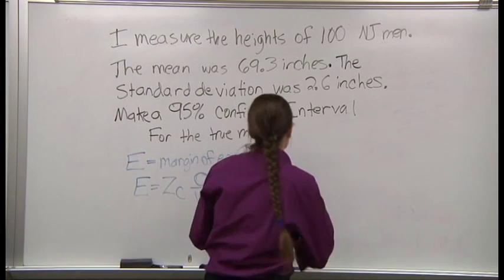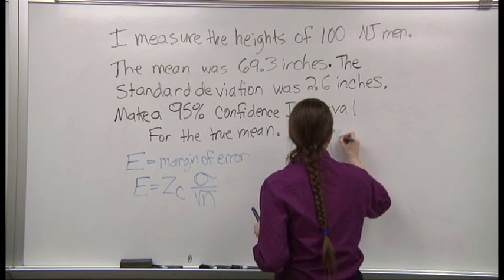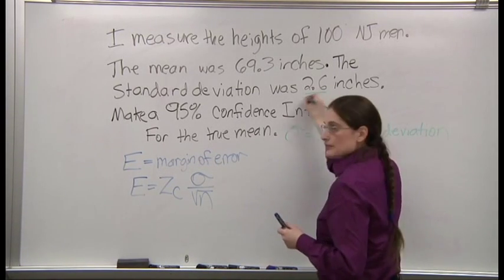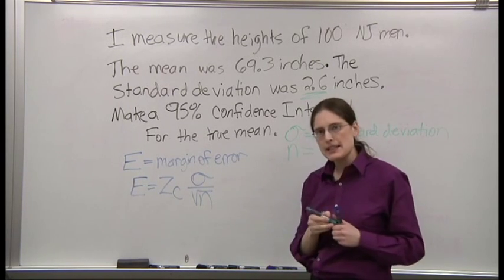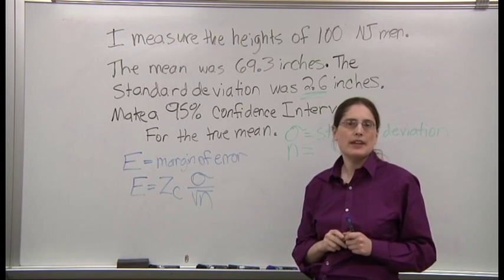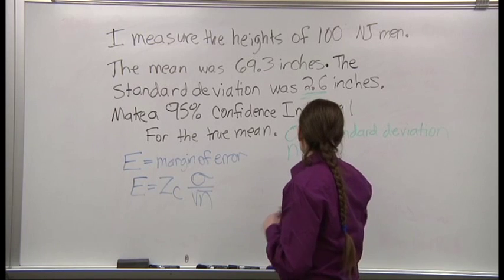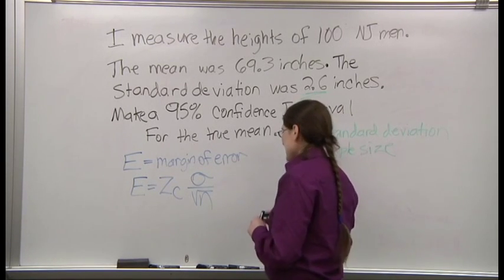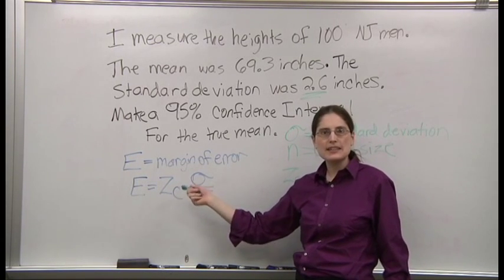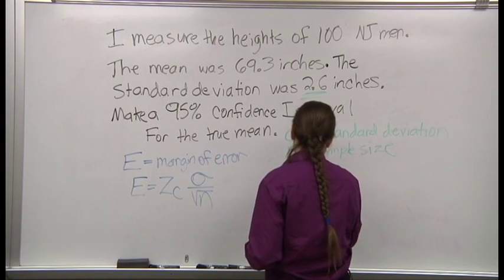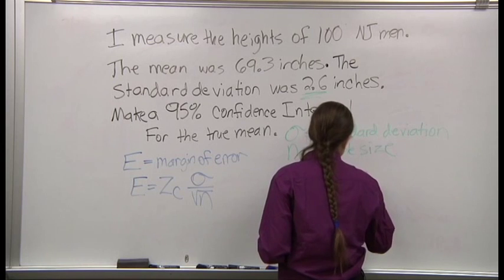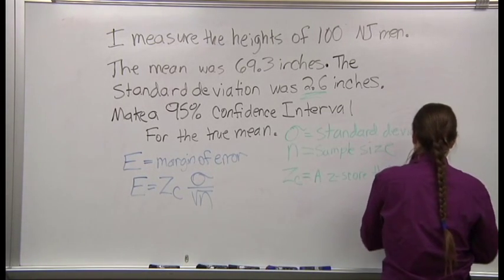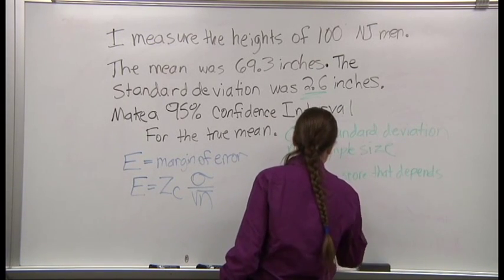This is just the standard deviation. We got that, 2.6. N, what's N? Same thing it always has been, sample size, the number of men that I measured. Z_c, this is a subscript. C is not a variable. This is a z-score that depends on level of confidence.